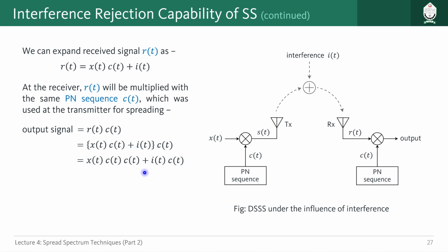Now if you look at this expression, from our previous understanding, we know that C of t multiplied with itself will result in a value of 1. So this portion can be written as 1, and the final output signal can be written as x of t plus I of t C of t, because C of t multiplied with C of t is equal to 1. So this is our final output signal. We have x of t but with some interference portion.